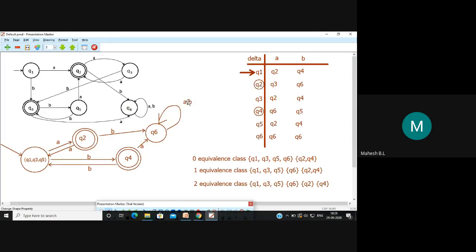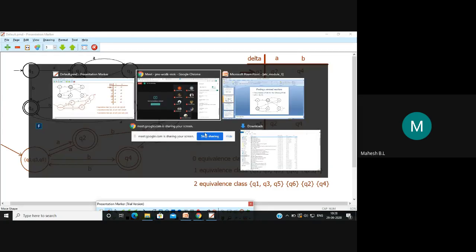So this is the minimized DFSM corresponding to the given DFSM. In the given DFSM there are 6 states, but only 4 states are needed because Q1, Q3 and Q5 are the same. All of them make transition to Q2 on A, and on B they make transition to Q4. That's why all of them are in the same equivalence class. So that's how we minimize the DFSM.